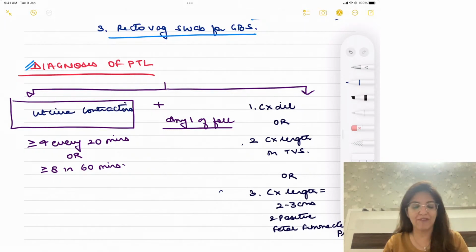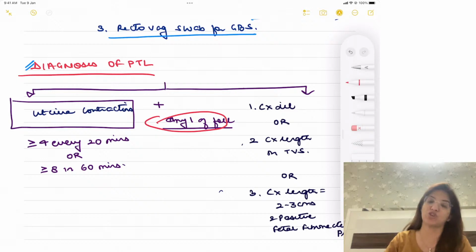So the patient should be having uterine contractions more than or equal to 4 every 20 minutes or more than or equal to 8 in 60 minutes. So either 4 contractions in 20 minutes or 8 contractions in 60 minutes, then we say that this patient is having uterine contractions. And along with these uterine contractions, any one of the following should be present.